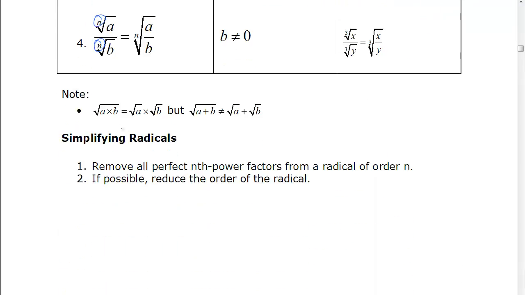Very, very important. When you multiply two things, yeah, we can break apart the root because they're being multiplied. That's what rule 2 was. But if we're adding, then the root has to stay over the sum. These two are joined together. They have to stay together. We can't take them apart.